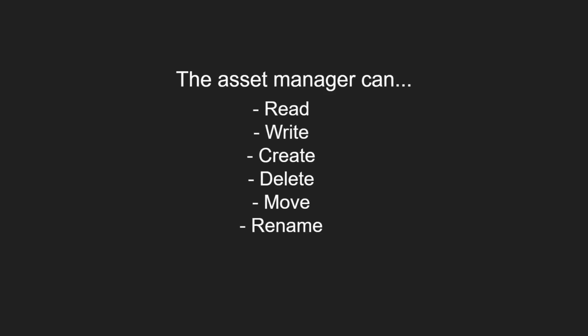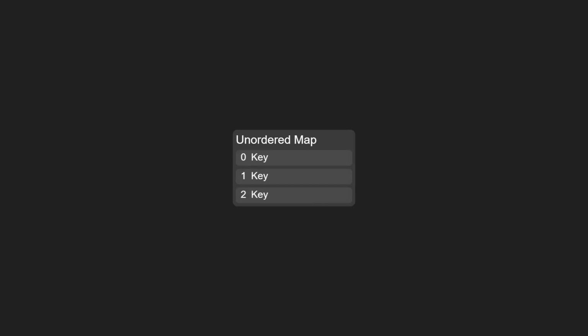The Asset Manager can essentially do anything you would think to do to a file on a computer. It's easy to use and pretty powerful, so I'm really satisfied with how it turned out. The way that the Asset Manager keeps track of all the files that the engine needs is through something called an unordered map. An unordered map is basically just a list whose order doesn't matter, and each entry in the list has a key and a value.